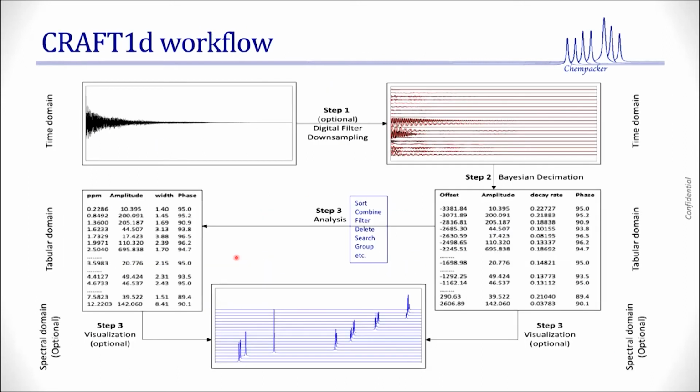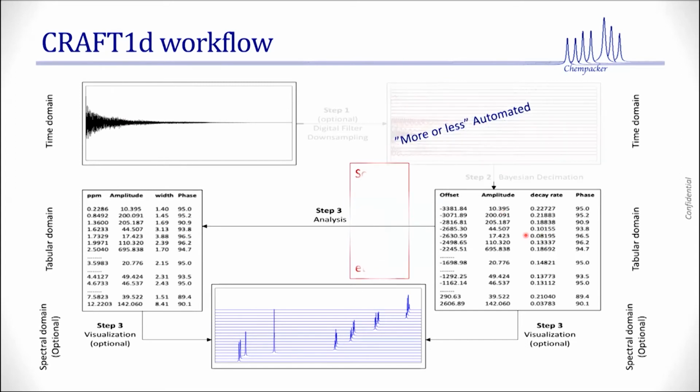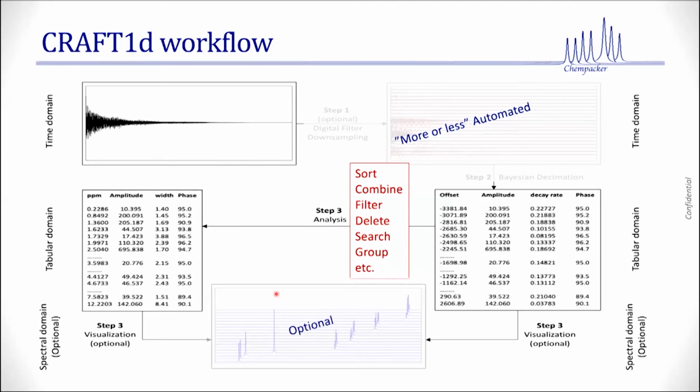So that's the advantage. Up until now, I'm just explaining what Kraft is. Kraft is just that. It takes time domain to tabular domain. I'm not going to go into any of these details. These are all more or less automated, and so we can sort of focus our attention on how do I take this table of information and extract information that I am interested in.